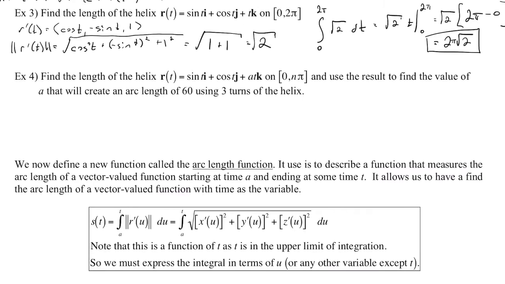For example 4, we have to find the length of the helix. Notice that inside of this helix, there's a variable a. That a means that we will not be able to use the calculator or Desmos to evaluate this integral. We're forced to do this by hand. Pause the video and see if you can figure out how to solve. This would also be an interesting one to graph inside of GeoGebra to see what the curve looks like.